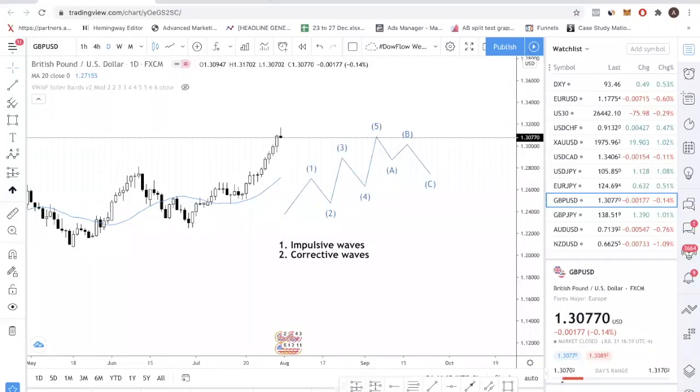So you've heard of the term Elliott wave. What the hell does that mean? Now we have a question from one of our subscribers about Elliott waves. Is it something useful? Do you want more information about it? Do you want to learn what we learn?